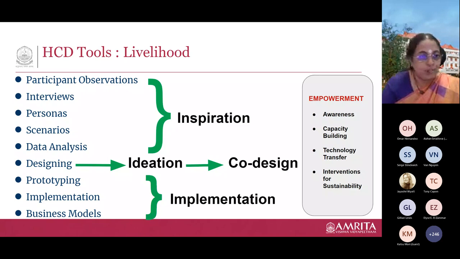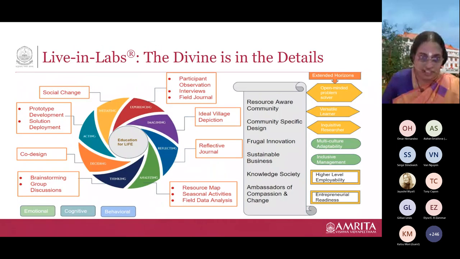This is just one example where, when we work on livelihood, we look at different aspects of engagement with the community, from participant observation, to interviews, to personas, to scenarios, to data analysis and designing, prototyping, implementation, business model. So the first part is the inspiration, then ideation and co-design, and implementation. Thus, empowerment is brought in through awareness, capacity building, technology transfer, and interventions for sustainability.